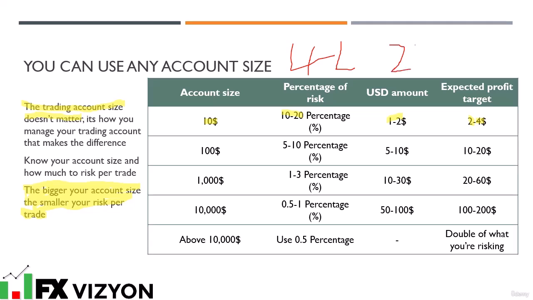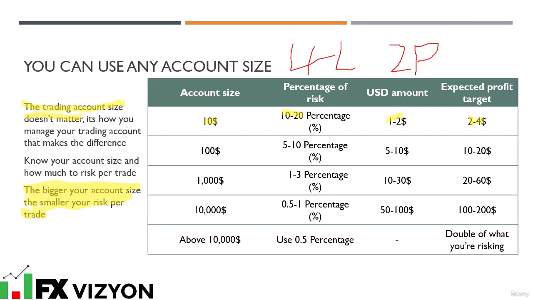And you will still be a profitable trader. You had 4 losses and 2 profitable trades. You will still be a profitable trader, because what you risked in those trades, those losses, is just $4 altogether. And what you made in those 2 profitable trades, it's $4 also.